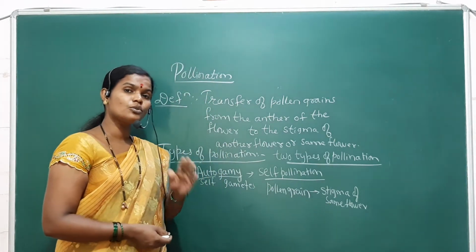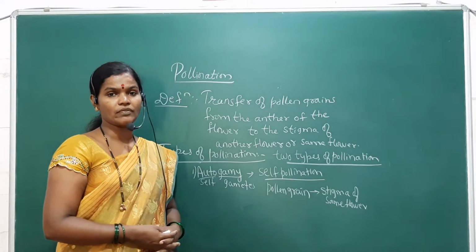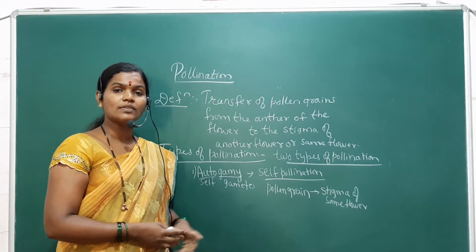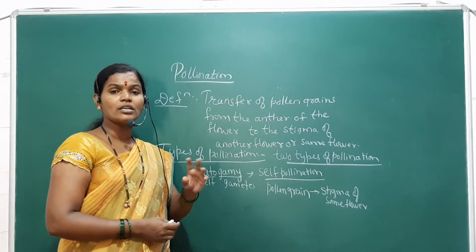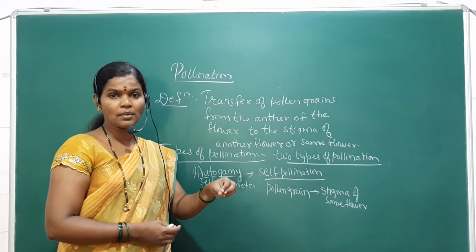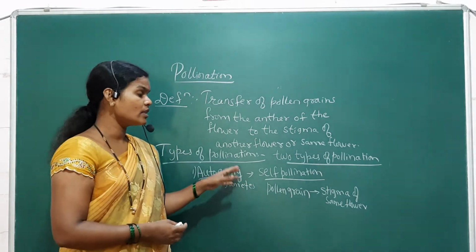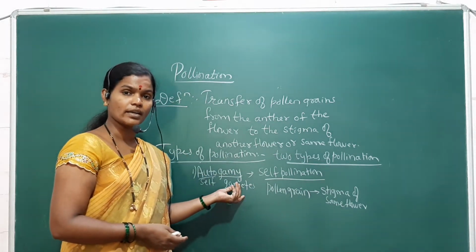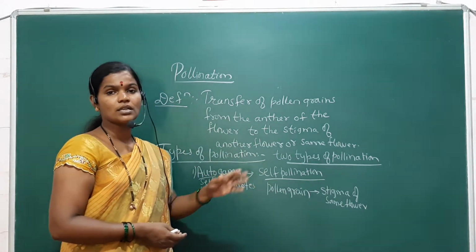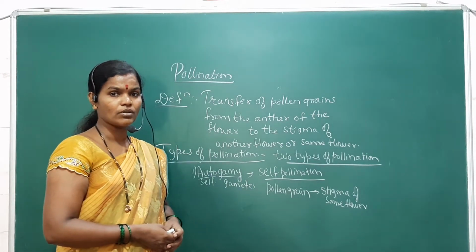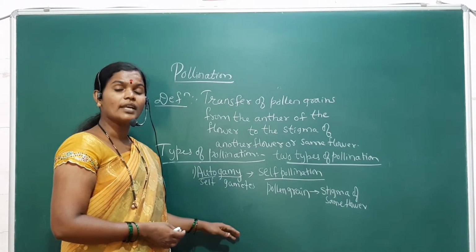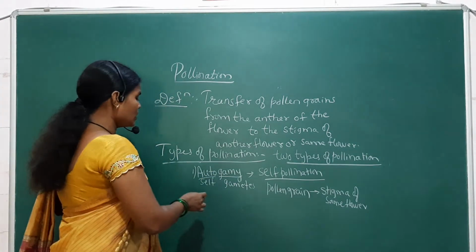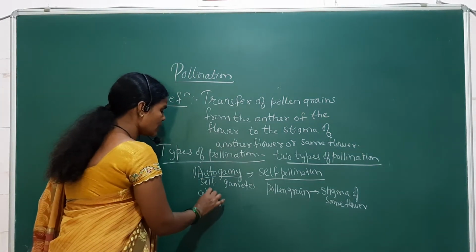Here there is not much genetic variation that we are going to see, because the flower is of one plant only. Within the flower only the pollination occurs, so we are not going to see much genetic variability. Once again, self-pollination has three conditions.